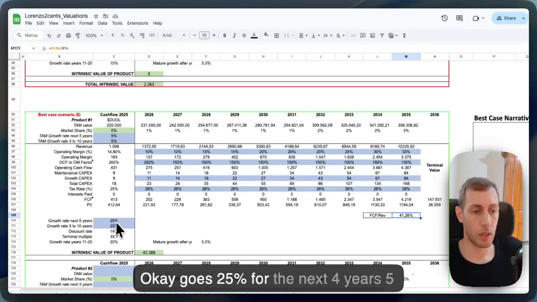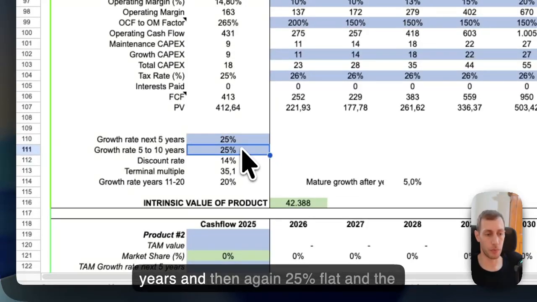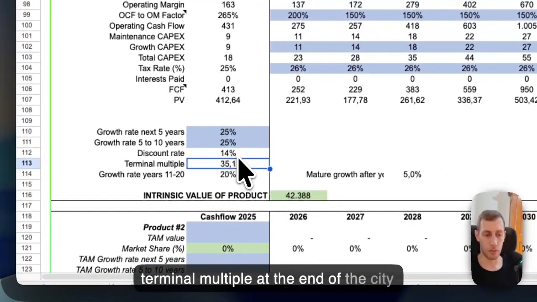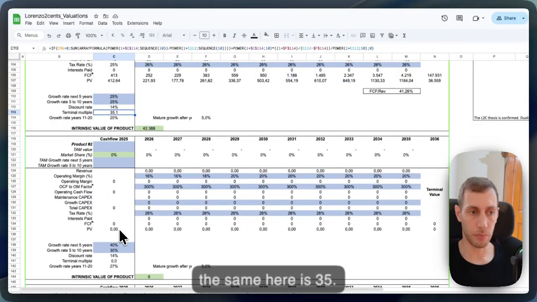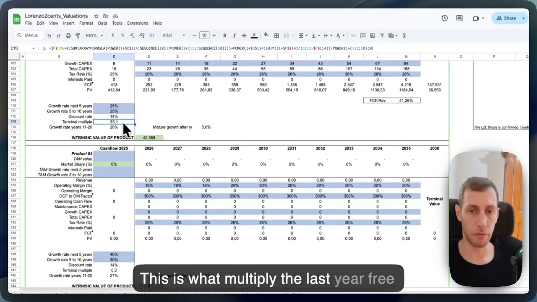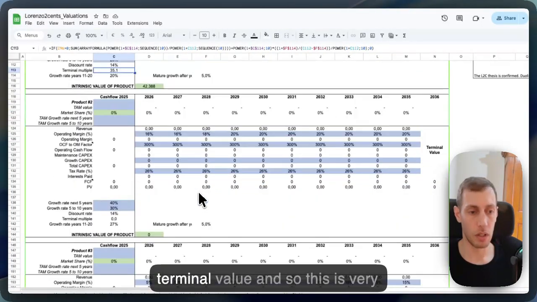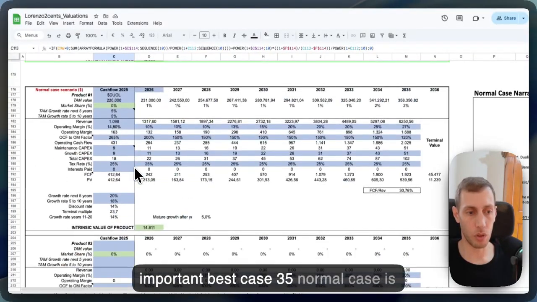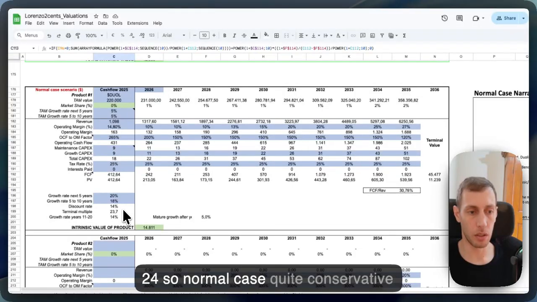Okay, growth 25% for the next 5 years, and then again 25% flat. And the terminal multiple, I didn't say this. This is very important, actually. You have the same here, it's 35. This is what multiplies the last year free cash flow, and you find basically the terminal value, no? And so this is very important. Best case 35, normal case is 24. So normal case is quite conservative.